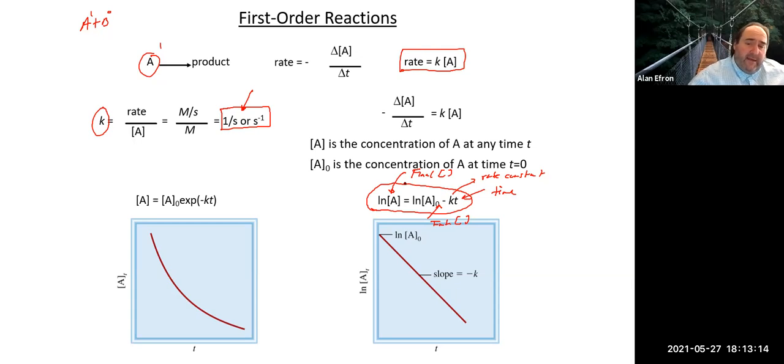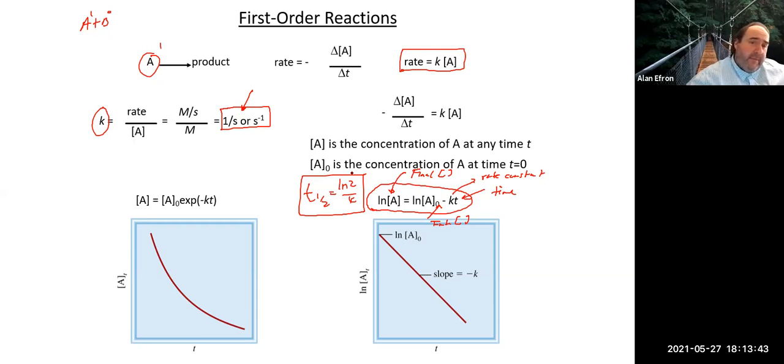We also have another equation that goes with it for first order, and that is the half-life equation: the natural log of 2 divided by the rate constant. What is the half-life? The half-life is the time it takes for half of whatever you started with to go away. If you started with 10, after the first half-life, you'll be left with 5. After the second half-life, 2.5. After that, I need a calculator, but you keep dividing by 2.